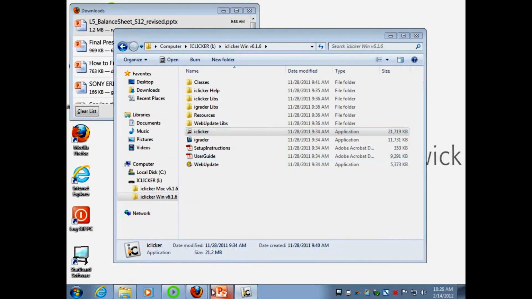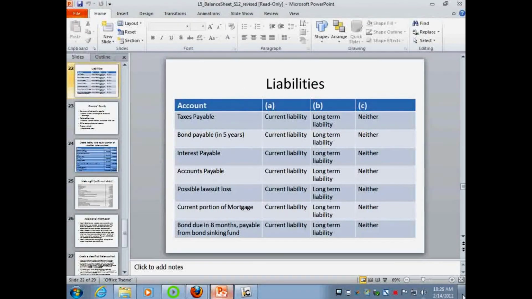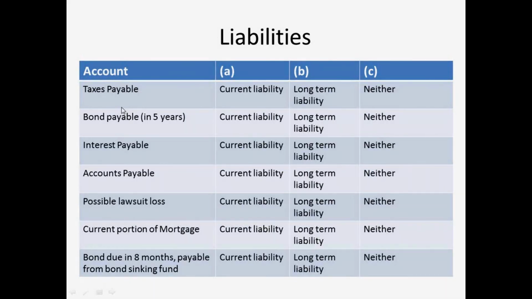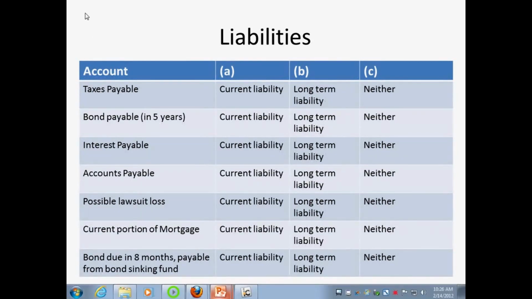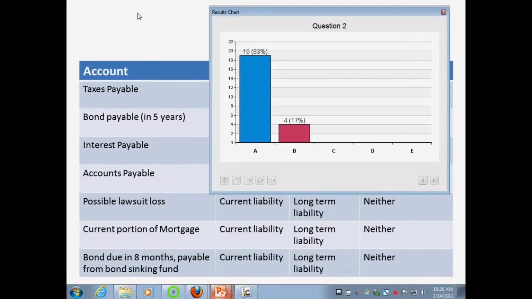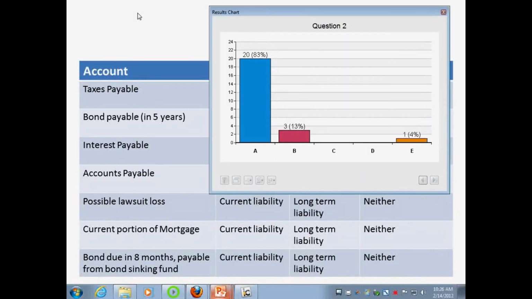Okay, so let's take a look at liabilities. I'll give you a liability, and you tell me whether it is a current liability, A, a long-term liability, B, or neither one of them. Okay, so what should I do with taxes payable? Okay. Everyone thinks taxes payable is current.